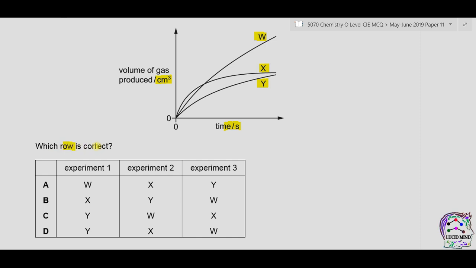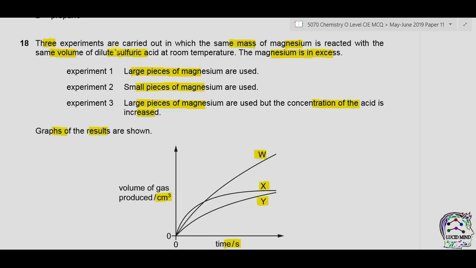Which row is correct? We have to find out which one is experiment 1, which one is experiment 2 and which one is experiment 3 among W, X and Y. According to this reaction, magnesium reacts with sulfuric acid to form a salt, which is magnesium sulfate, along with hydrogen gas, which is shown in this graph. As in the question, the same mass of magnesium was reacted in all three experiments and magnesium is in excess.